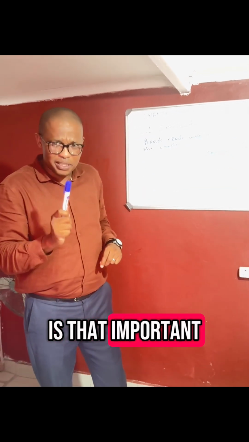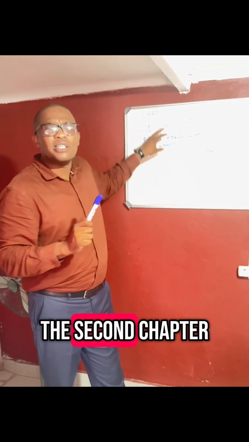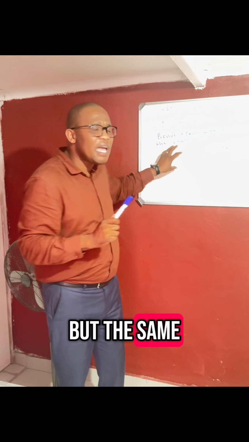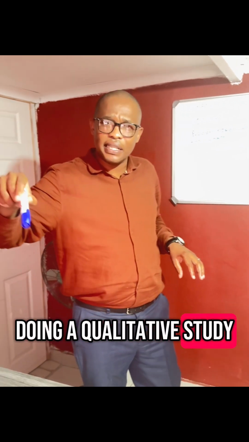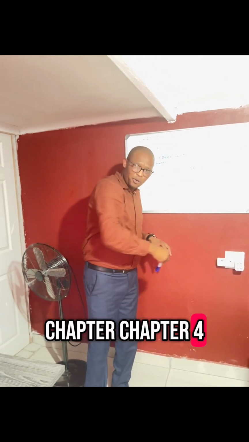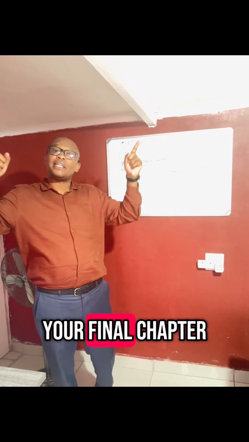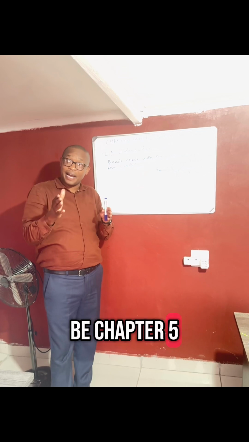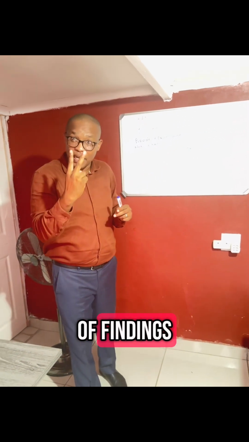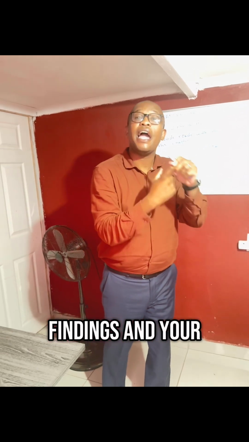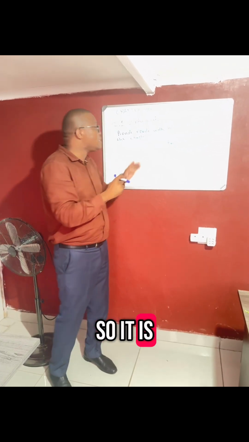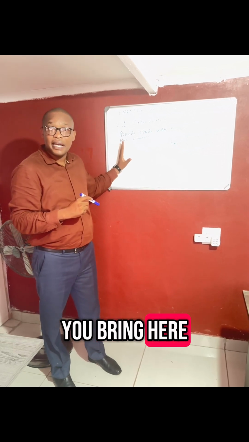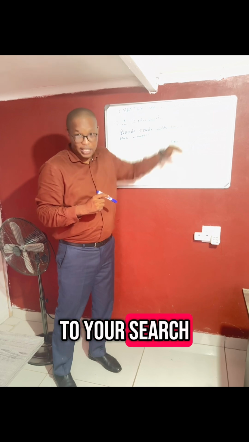Why is that important? Because this is the second chapter of the study. But the same information in this chapter will be used, for example, if you are doing a qualitative study, to confirm your findings in chapter 4. And remember, when you are writing your final chapter, which in this case will be chapter 5, you will still have two types of findings: your primary data findings and your secondary data findings, which are your literature review findings. So it is important that whatever you bring here gives answers to your research question.